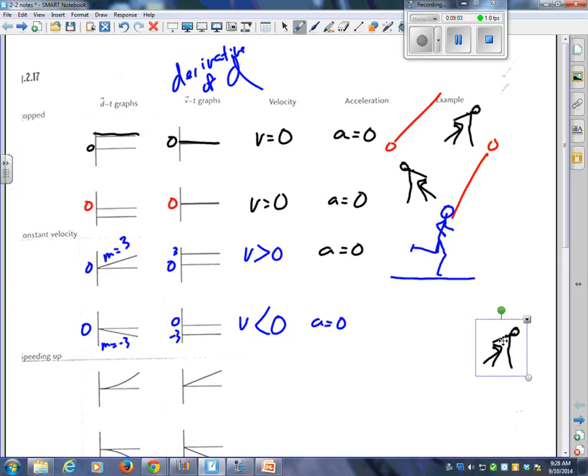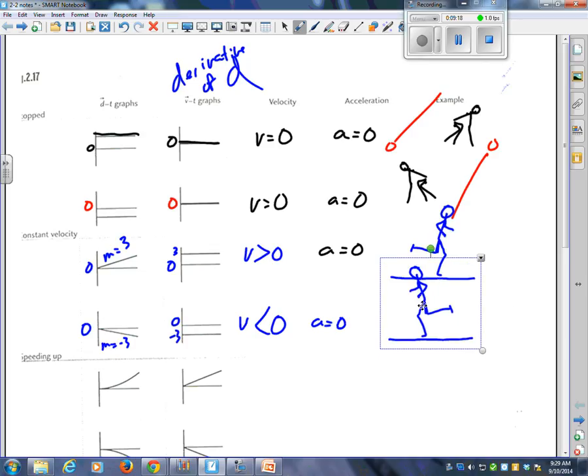Oh, didn't copy it. Flip. I can't draw them running to the left for some reason. Does the stick figure guy have to be running to the left? Does he have to be?